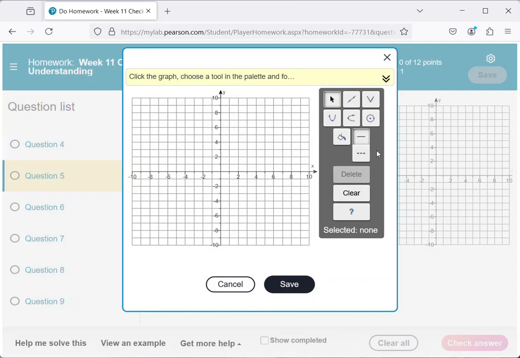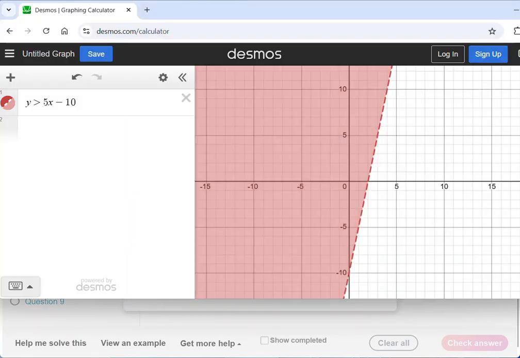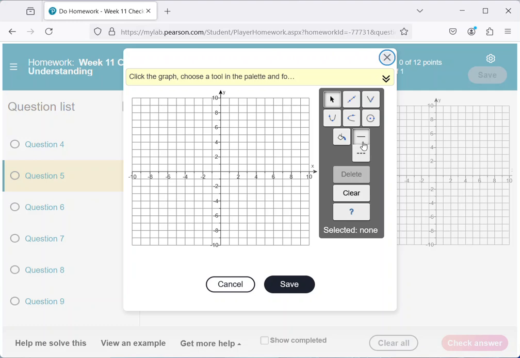And what I'm going to do first is I know that this graph is going to be a dotted line. I can tell from the equation because I don't have the line underneath the greater than or less than symbol. So it's strictly greater than. So to switch to a dotted line, I'm going to click on this line below the solid line. The default is always going to be solid, so that's what you're going to get unless you change it.